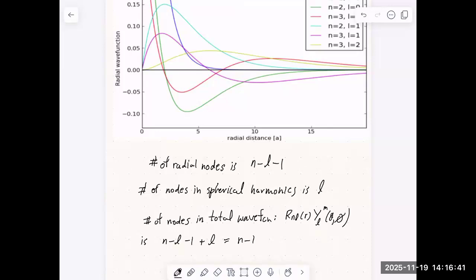You can have a certain value of n and different values of L. They all have overall the same number of nodes. And it's that nodal structure that's going to tell us about the energy of our hydrogen atom, or specifically the energy of the electron in our hydrogen atom. So that's why the energy depends only on n and not n and L, or that's at least an intuitive picture of why that might be the case.